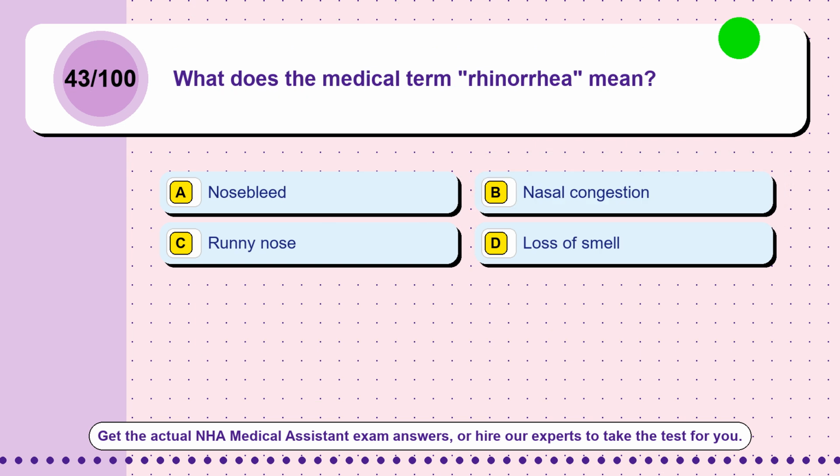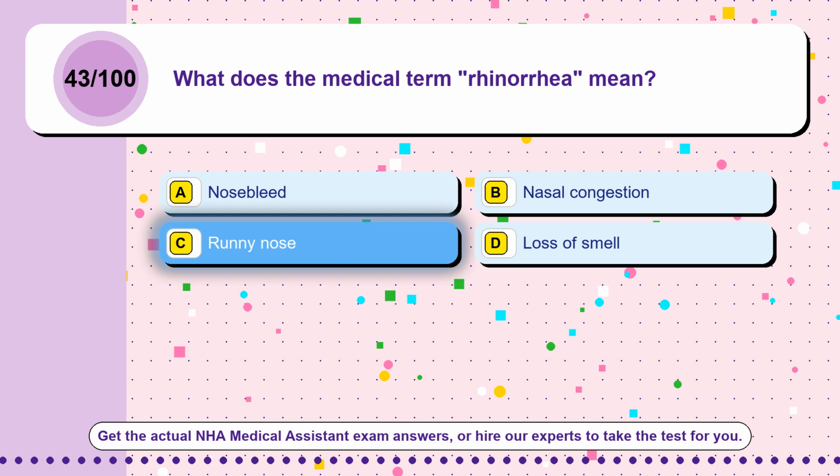Question 43. How many times should a light blue top tube be inverted immediately after collection? Option A, 1 to 2 times. Option B, 3 to 4 times. Option C, 5 to 8 times. Option D, 10 to 12 times. The correct answer is option C.